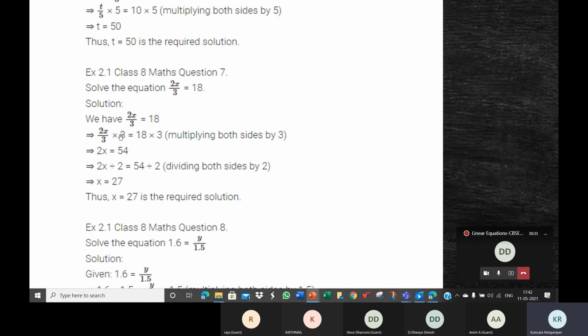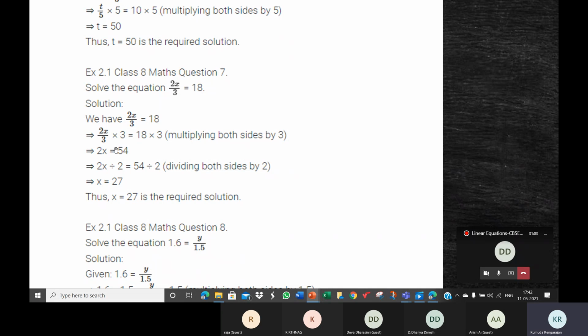So 3 is in division. So let's multiply both the sides by 3, right? Everything else as it is. 2x by 3 is equal to 18. Apart from that, you multiply by 3 on both the sides. What happens? 3 in the denominator and 3 in the numerator get cancelled. So we have only 2x now is equal to 18 into 3, 54.